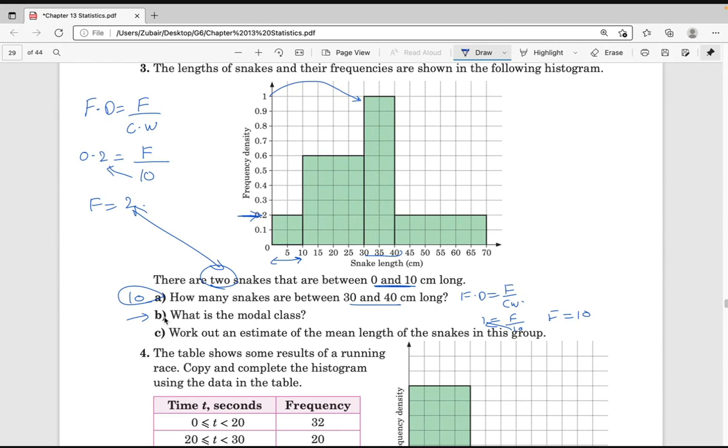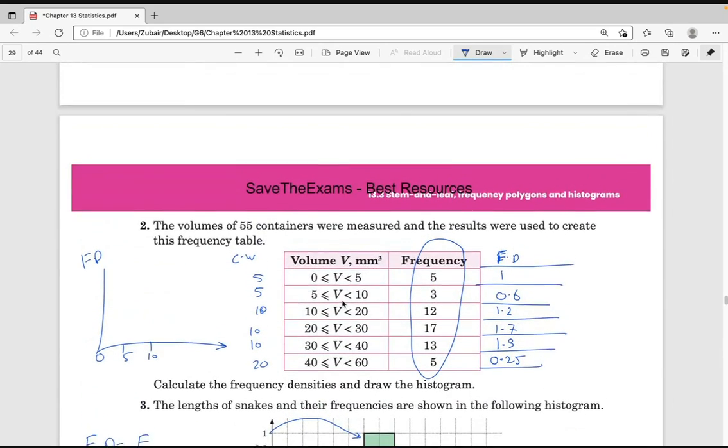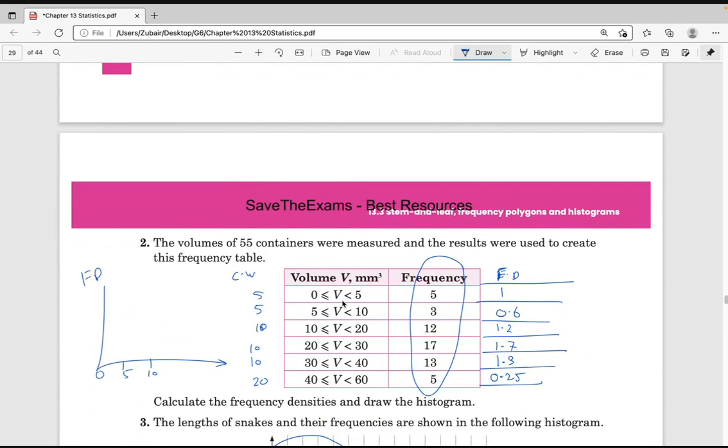B part. What is the model class? Which is the highest frequency class in question number 2? 17 is the frequency, so the model class would be 20 to 30. So whichever class has the highest frequency is the model class.